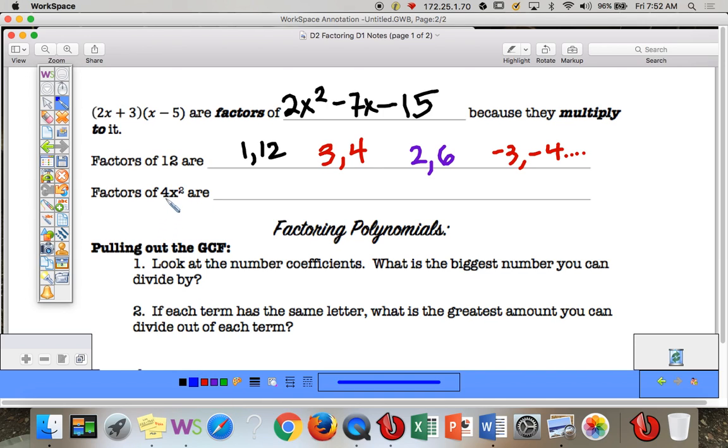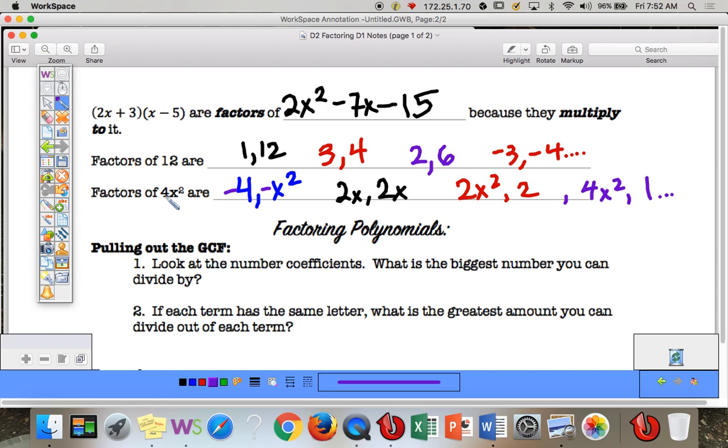What are some factors of 4x squared? Well, we could say 4 and x squared. We could say 2x, 2x. We could say 2x squared and 2. We could say 4x squared and 1. Also, if we make both negative, it will work as well. So again, factors are things that multiply to the number that you're looking at.